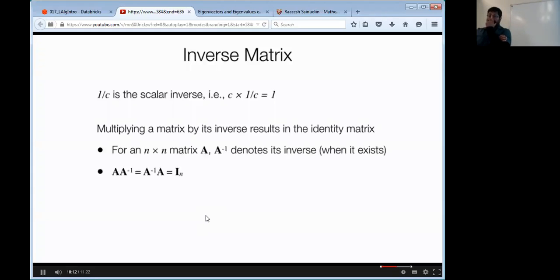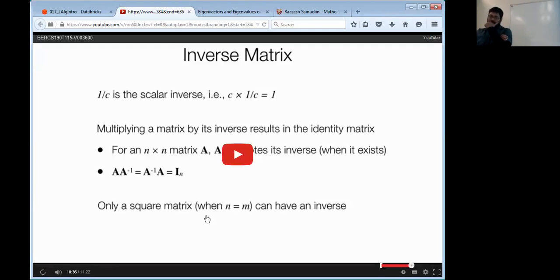So imagine we have an n by n matrix A, and A to the negative 1 denotes its inverse, when it exists, and the inverse doesn't always exist. But when it does exist, A times A inverse equals A inverse times A, and both of those equal the identity matrix. And it's important to note that only a square matrix, i.e. those with the same number of rows and columns, can have an inverse.